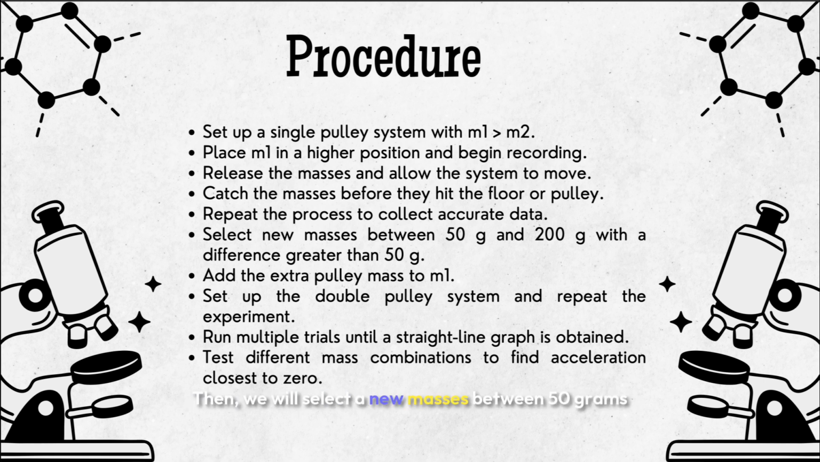Then we will select new masses between 50 grams and 200 grams with a difference greater than 50 grams. Then we will add the extra pulley mass to mass 1, and then we will set up the double pulley system and repeat the experiment. We will run multiple trials until a straight line graph is obtained, and last but not least, we test different mass combinations to find the acceleration closest to 0.